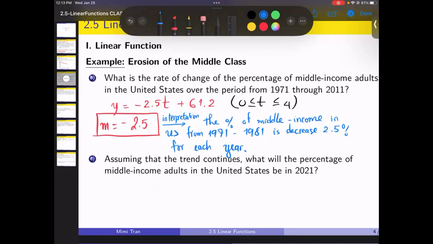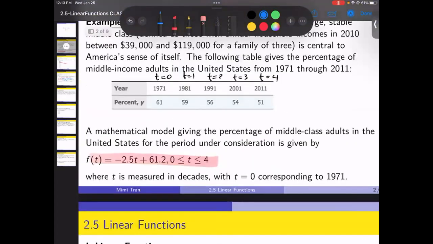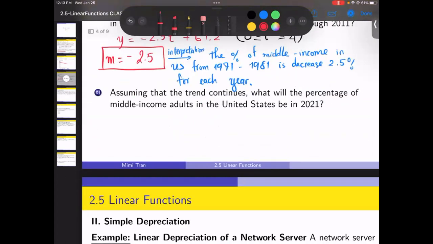Assume the trend continues. What will the percentage of middle income adults in the US be in 2021? What should I plug in for t? 5, right? For 2021, t equals 5, another decade. So you plug f of 5 into the function. It's negative 2.5 times 5 plus 61.2.